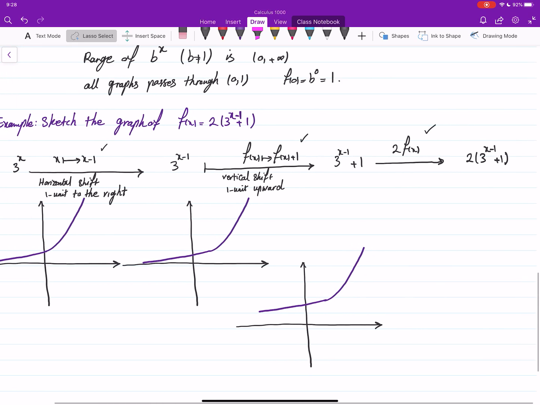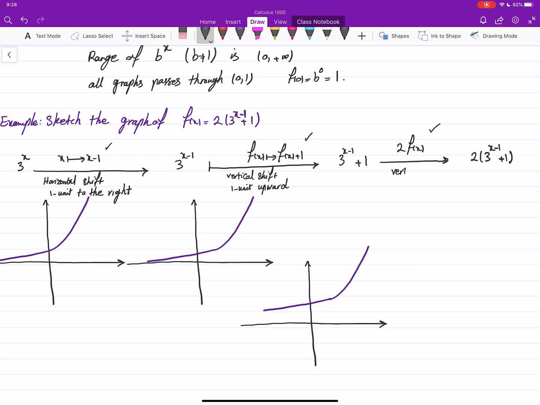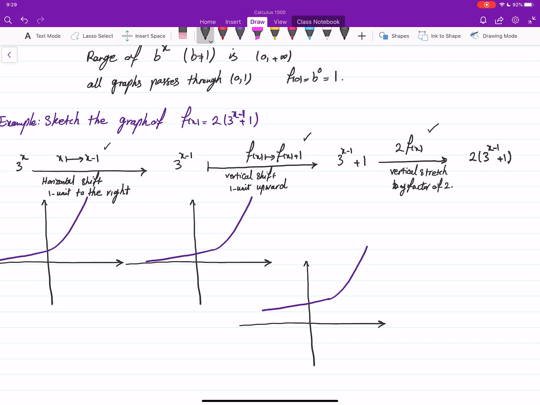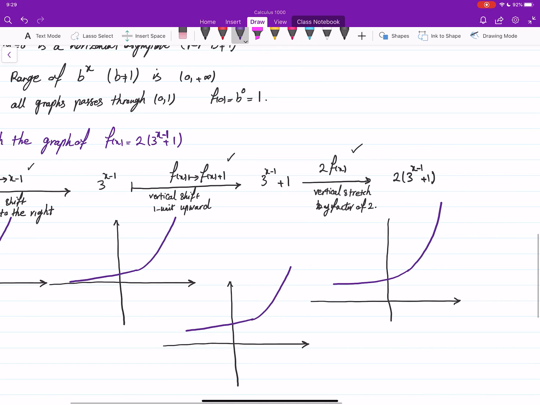And then at the last step, this is an interesting step, we multiply the whole function by 2. That means that operation is a vertical stretch by a factor of 2. It means that everything will be multiplied by 2. So let me draw another one here, because that one was a little bit reshifted, 1 to the right, 1 up. So it will be something like this and this, like that. Now I want to stretch this by a factor of 2 vertically upwards.